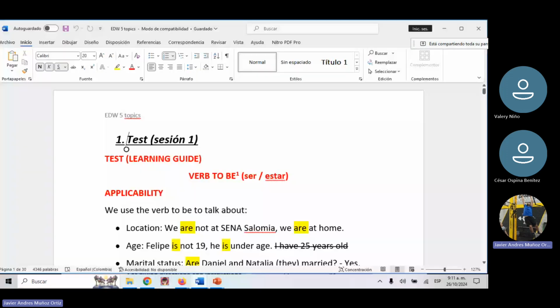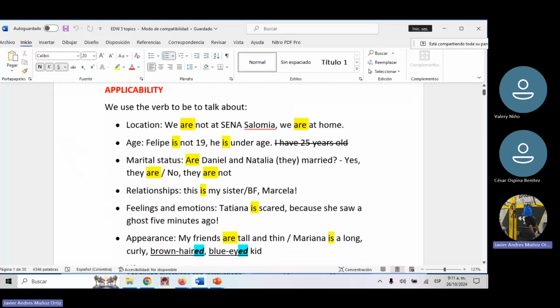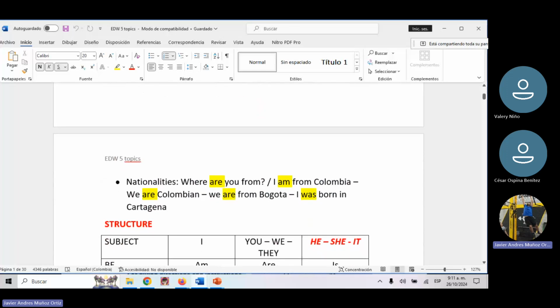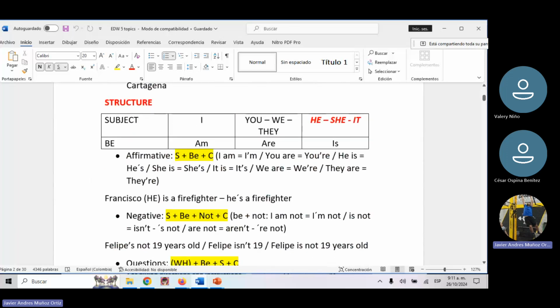We also said that verb to be is used to talk about location, marital status, relationship, physical appearance, and so on. Every single reason why we study verb to be in Spanish is the same reason why we study verb to be in English. We also mentioned the conjugation: am, is, are. The organization to create sentences with verb to be is pretty much the same as in Spanish. Yo soy alto, Mariana es inteligente, nosotros somos hermanos. It's the same organization in English.